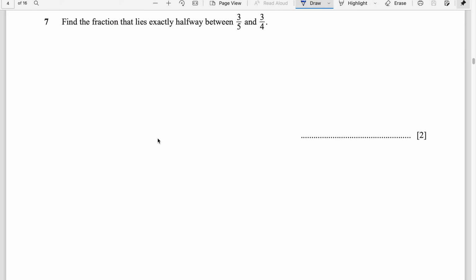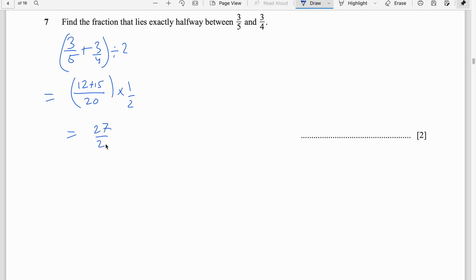Question number 7. Find the fraction that lies halfway between these. So halfway between is 3 by 5 plus 3 by 4, and then it is divided by 2. So you take the LCM. This is 20: 4 threes are 12, 5 threes are 15, into 1 by 2. 12 and 15 is 27 by 20, into 1 by 2, is 27 by 40.